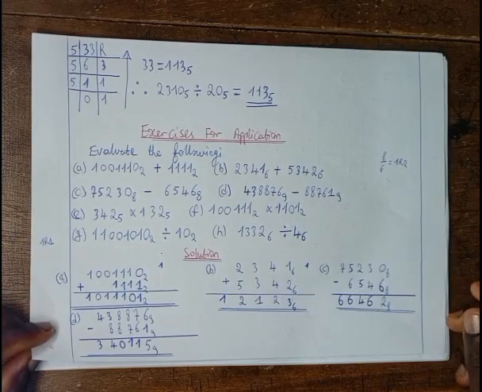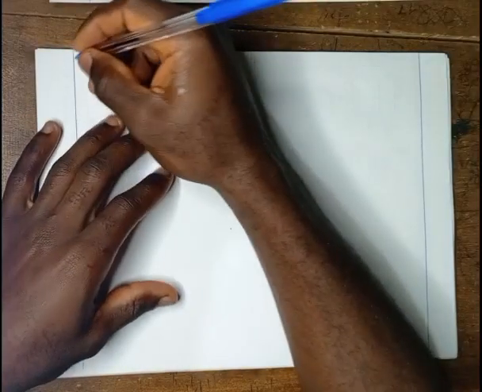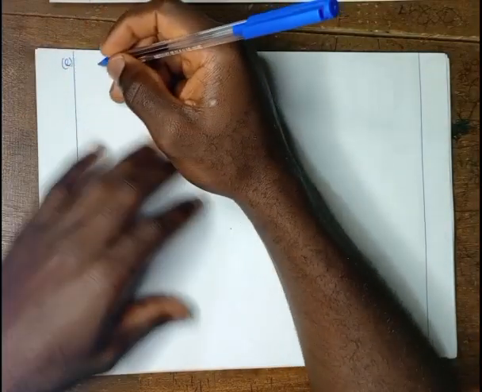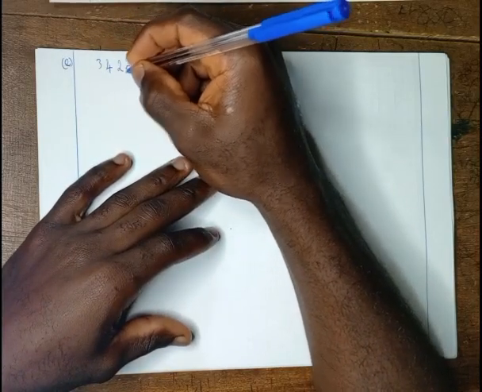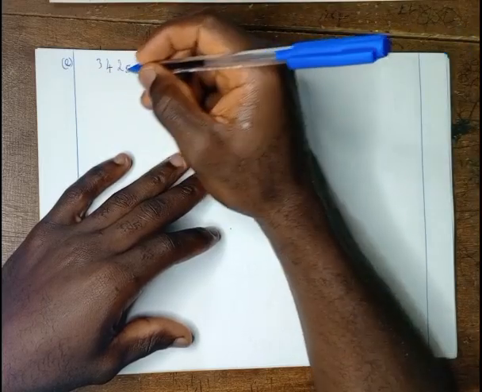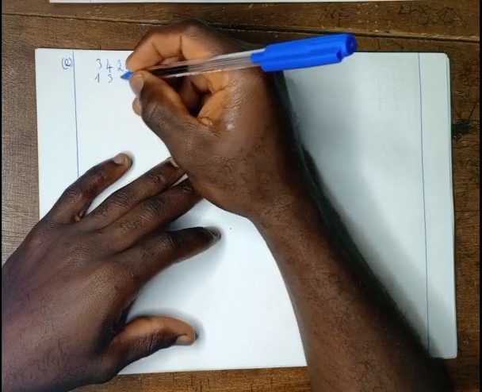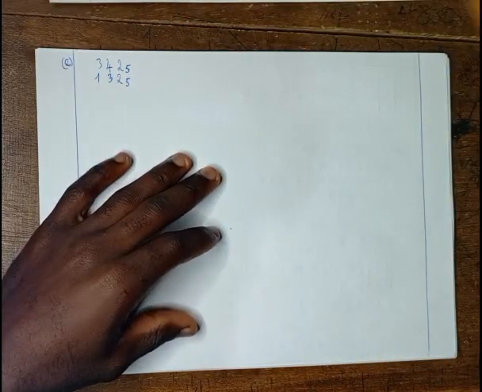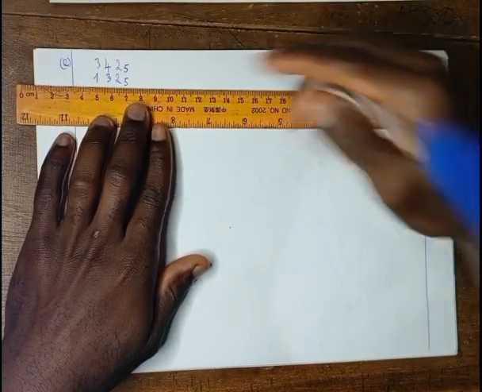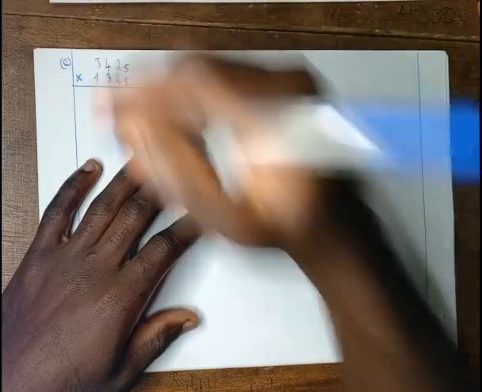Next, now we go to question E. Question E, we have to multiply two numbers in base 5. The first number we have 3, 4, 2 in base 5. We have to multiply this number by 1, 3, 2 in base 5. So here we have 1, here 3, and here 2 in base 5. We are going to draw this horizontal line. Then we put the multiplication sign, X.